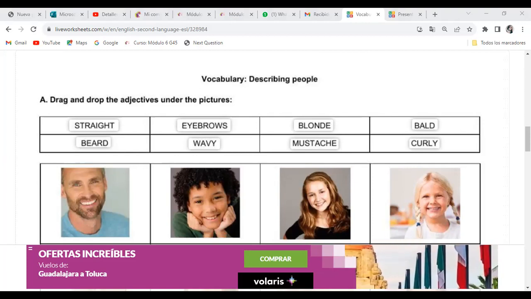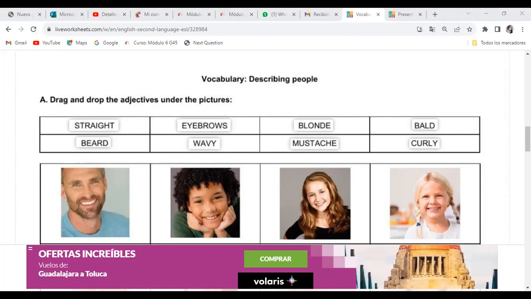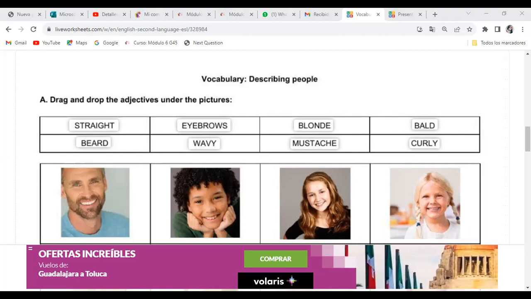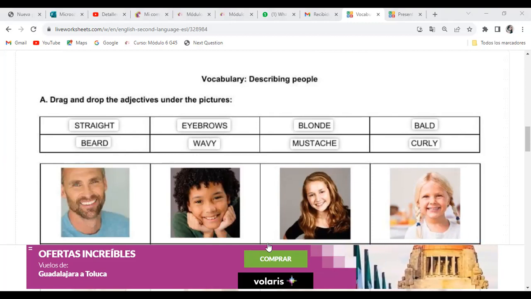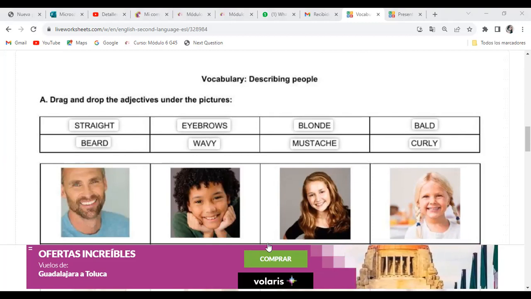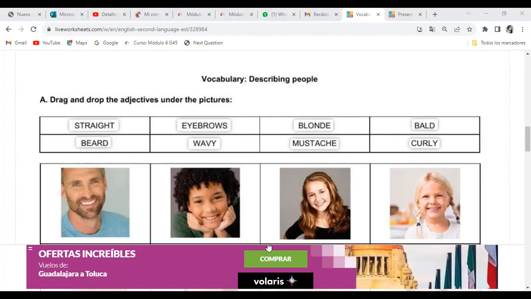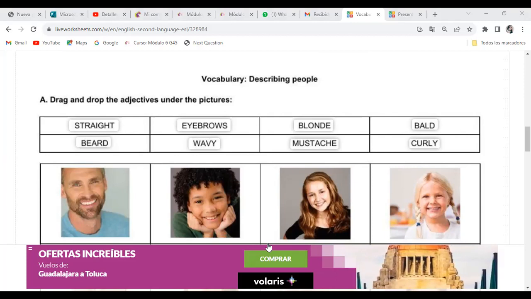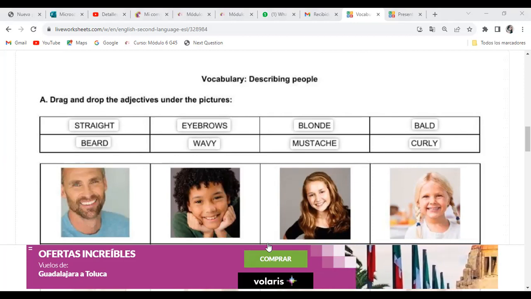Obviamente, puedo calificar a mi cabello y puedo decir, I have brown hair. Tengo cabello café. I have round eyes. Tengo ojos redondos. ¿Sí? Entonces, cada vez que nos pregunten, what do you look like? Puedes contestar con I am o puedes contestar con I have. Depende de lo que quieras decir. Yo soy o yo tengo.